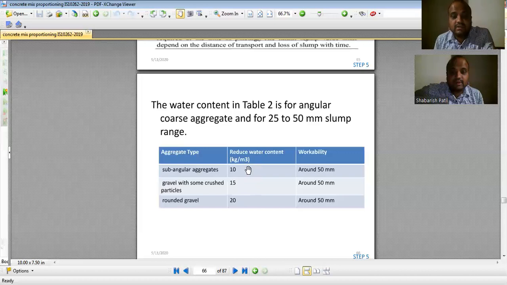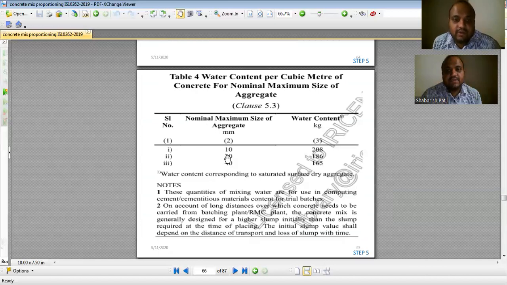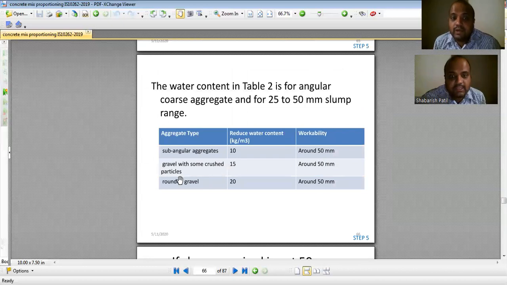These are the, see, this table is not given. Whatever the table in the blue color here I have, whatever you were seeing now, this is not given. I have just made a tabular column out of the data from IS 10262. If I have subangular aggregates, I'm supposed to reduce the water content by 10 kg. Say if I'm using gravel with some crushed aggregates, then what happens is for 20 nominal size, it is 186, and what I am using is gravel with some crushed particles. It means it is much more rounder than the angular.